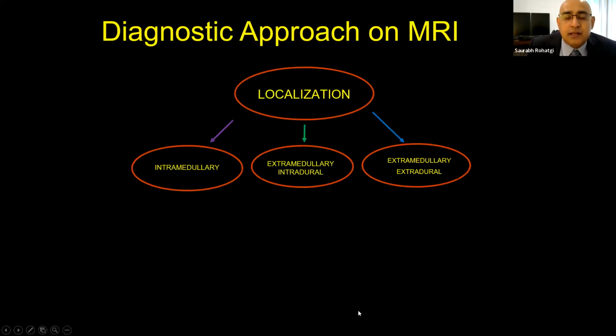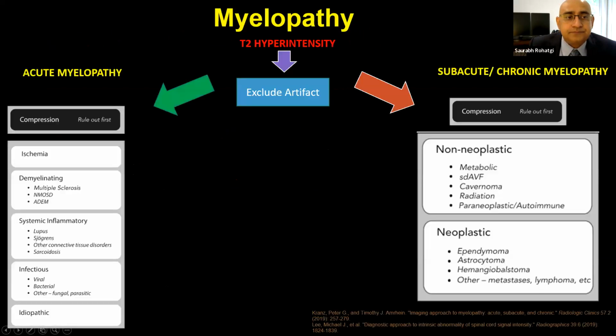So our diagnostic approach on MRI is to localize where the lesion is, where the abnormality is. Is it intramedullary, intradural extramedullary, or extradural? And this sort of flow chart I find is extremely useful in cases of myelopathy. This is from the literature from Radiologic Clinics of North America, which I have used for this presentation and changed a little bit. If you see a cord signal change within the spinal cord, the first thing that we do is exclude whether this is an artifact or a real lesion.